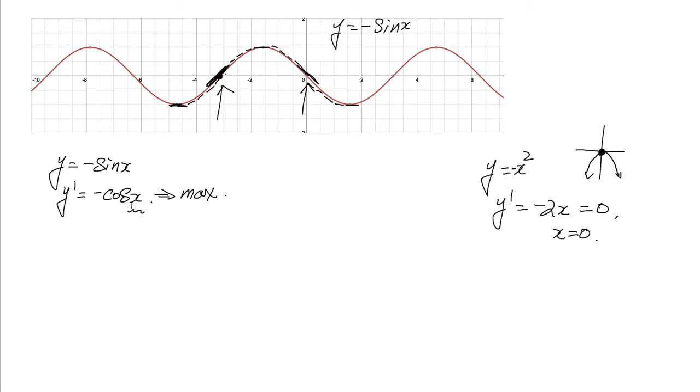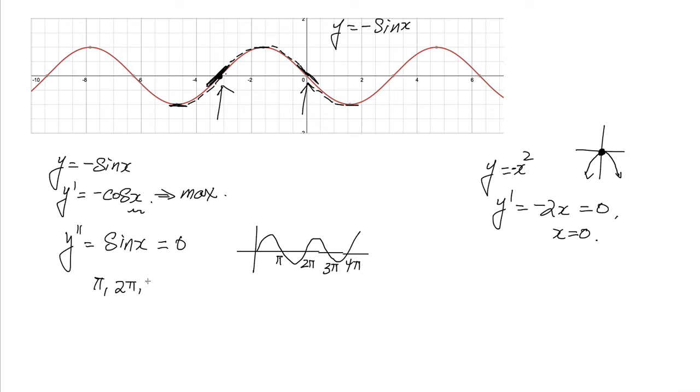We want to know for what values of x negative cos of x is a maximum. To find out, we're going to differentiate our derivative. We saw that this is simply sine x, and we're going to set that equal to 0. So for what values is the function sine of x equal to 0? Well, if we roughly sketch sine of x again, 0 occurs at pi, 2 pi, 3 pi, 4 pi, and so on and so forth. So solving for this, we get pi, 2 pi, 3 pi, 4 pi, and so on.